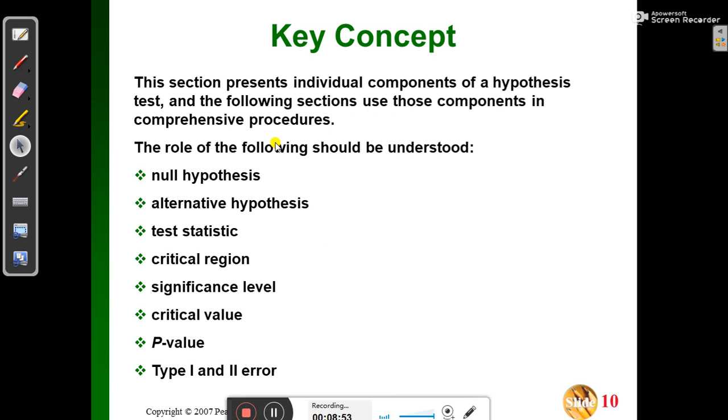This section presents, so we have also gone through these few topics like null hypothesis and alternate hypothesis. Again, I'll try to go through it again today, and also we'll go through various more important topics and more concepts to understand in case of hypothesis testing, like test statistics, critical region, significance levels, critical value, p-value, type 1 and type 2 error.